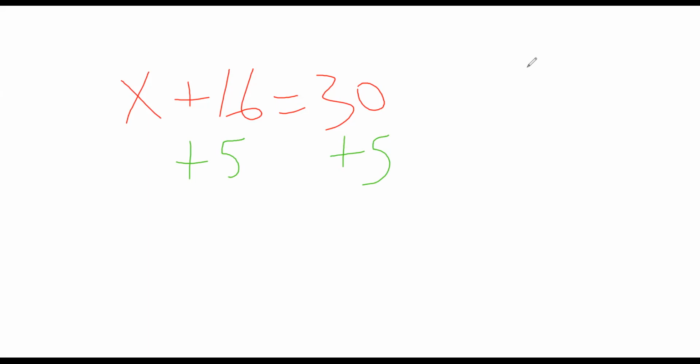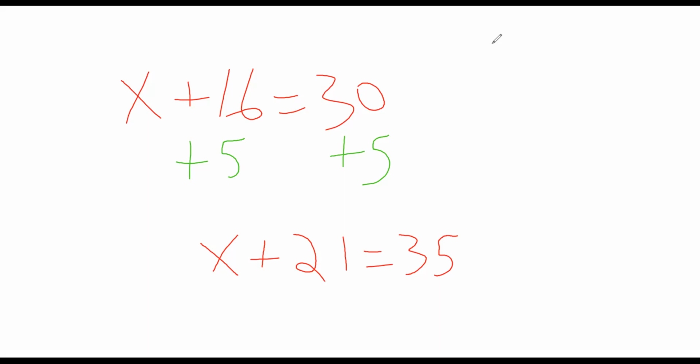Well, let's see. The x is not a like term with the 5. I'm going to do 16 plus 5, and I'm going to get 21 over here. On the right, 30 plus 5, I'm going to get 35, excuse me. So after adding 5 to both sides of the equation, I'm left with the equation x plus 21 equals 35. Am I any closer to solving that than I was before? Not really. x plus 21 equals 35 is about as complicated as x plus 16 equals 30.